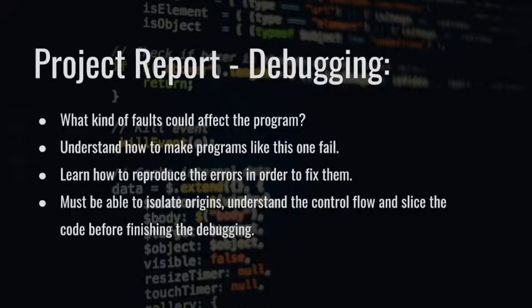On the debugging side, there were many things we had to take into consideration before actually diving into the code. We had to understand what kind of faults could affect the program, and understand how to make programs like this one fail, which, like TC and I were mentioning before, was not that hard, since we had to complete a similar project and we already knew more or less how the project should look and in what places there could be bugs and therefore fixes. We had to learn how to reproduce such bugs in order to be able to fix them, and also be able to isolate origins, understand how the flow control works, and slice the code before finishing the debugging process.